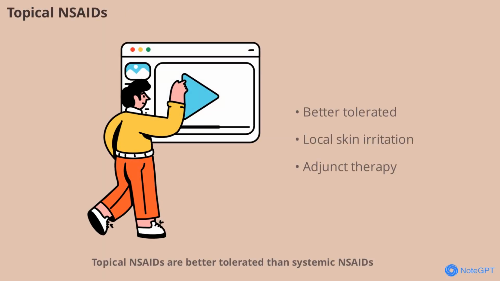Topical NSAIDs are better tolerated than systemic NSAIDs, with minimal systemic absorption unless used in high amounts. Their main adverse effect is local skin irritation. Topical NSAIDs modestly reduce pain and functional impairment from sprains, strains, and hand and knee osteoarthritis. They are usually considered adjunct therapy, providing limited local benefit.